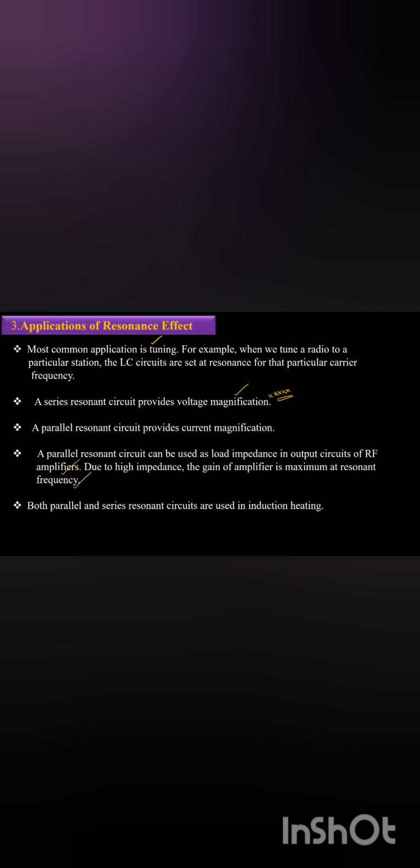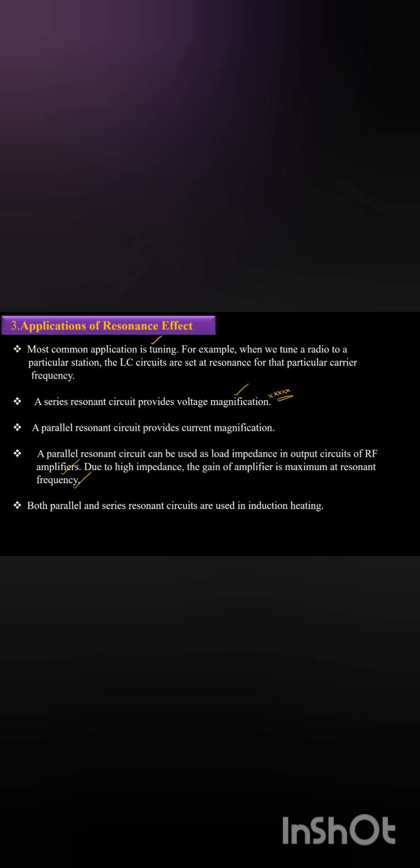I'm not talking about series. In a series circuit, at resonance, impedance is minimum. But in a parallel circuit, at resonance, impedance is maximum. If impedance is maximum at the output side, output is also maximum, gain is maximum. For that purpose, we are using a parallel resonance circuit as a load at the output of the RF amplifiers.